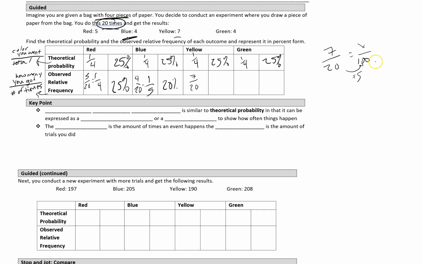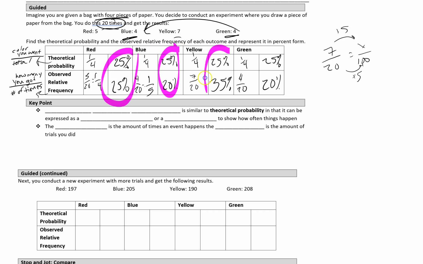I can see that 20 times 5 is 100, and 7 times 5 is 35. So this is actually 35%. And then last but not least, green is 4 out of 20. Oh my gosh, it matches blue, so we have 20%. So again, I want you guys to notice the observed relative frequency. If I look here, it's the same. Here, it's different, different, different. So it's not necessarily that they're going to match.